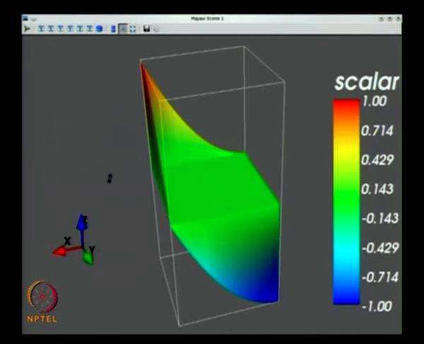That is our initial condition. Except at the boundary where it is x squared minus y squared, everywhere else it is 0. That is our initial condition. Is that fine, everyone? Okay.